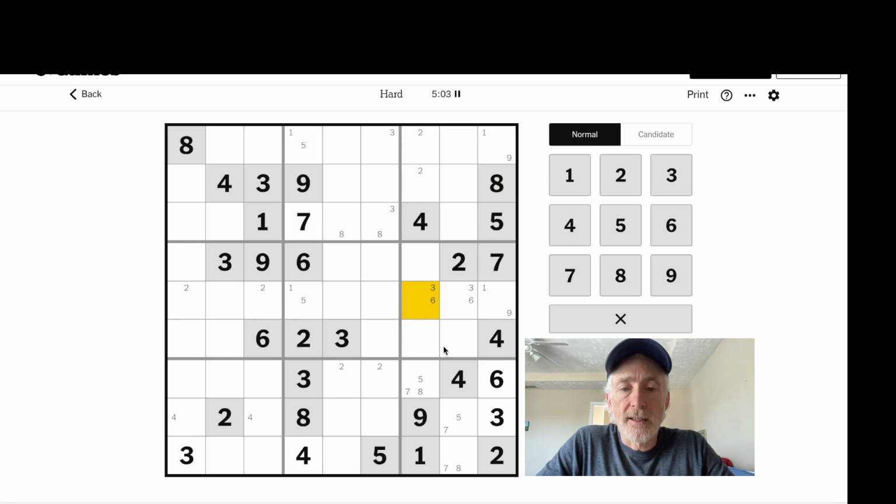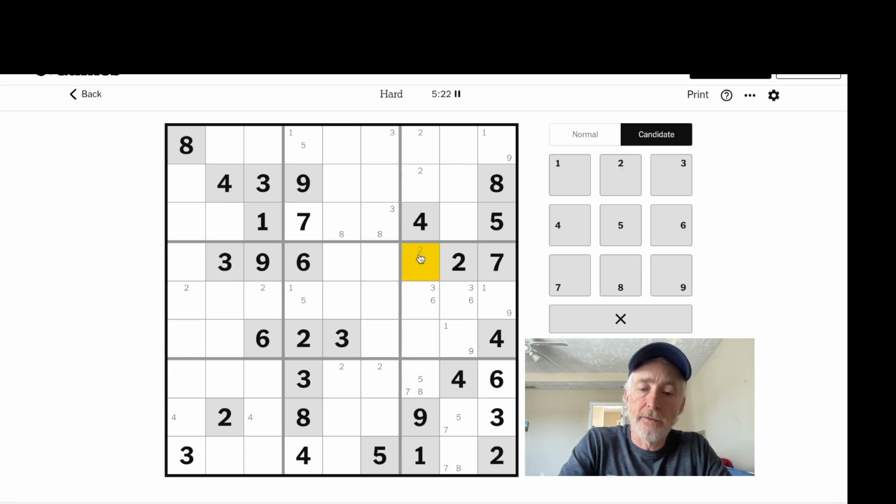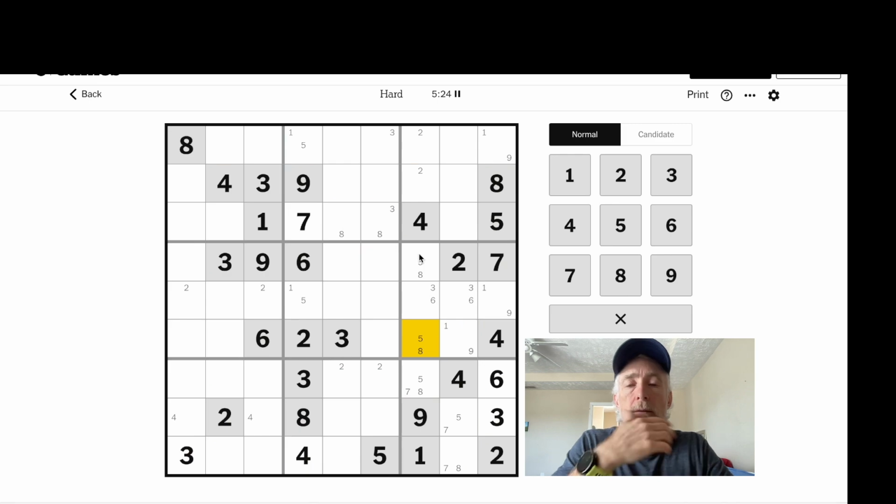So let's look at the rest of this box. We still need a 1, 5, 8, and 9. And actually 1, 9 looks up here. So this can only be a 1, 9. So that's a 1, 9 pair right here, a 3, 6 pair right here, and a 5, 8 pair right here.